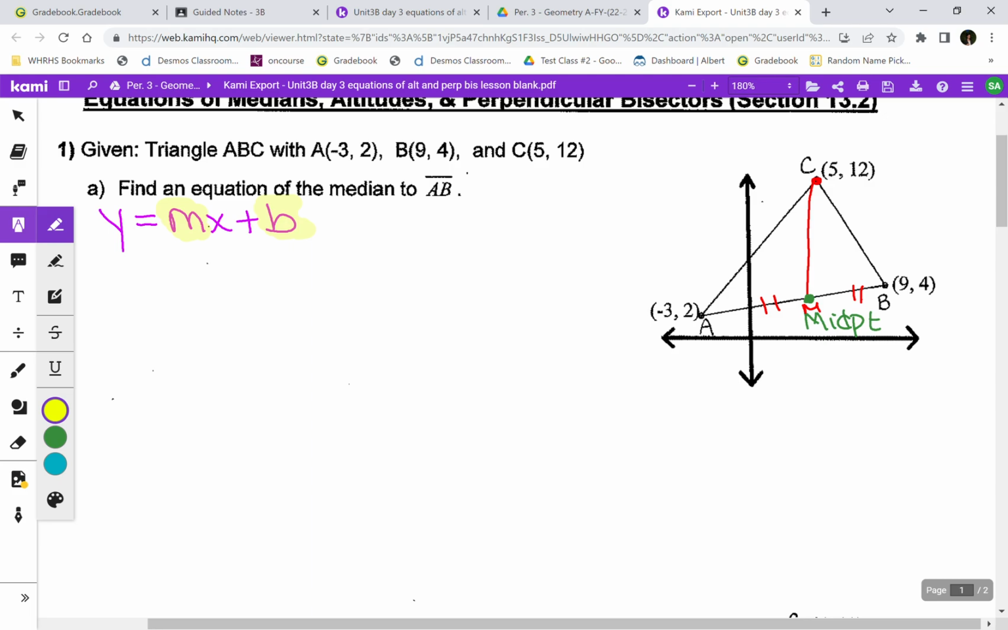No, but didn't we say M has to be the midpoint of segment AB? Yes. If M is the midpoint, can't I find the coordinates of it since I know the coordinates of A and I know the coordinates of B? Yes. So let's start there.